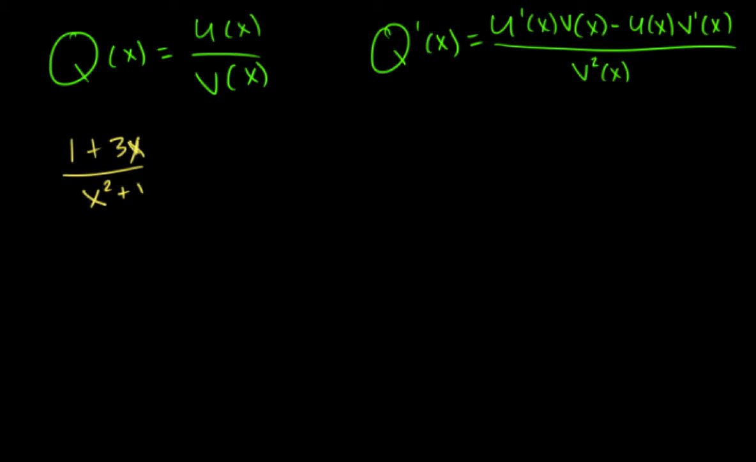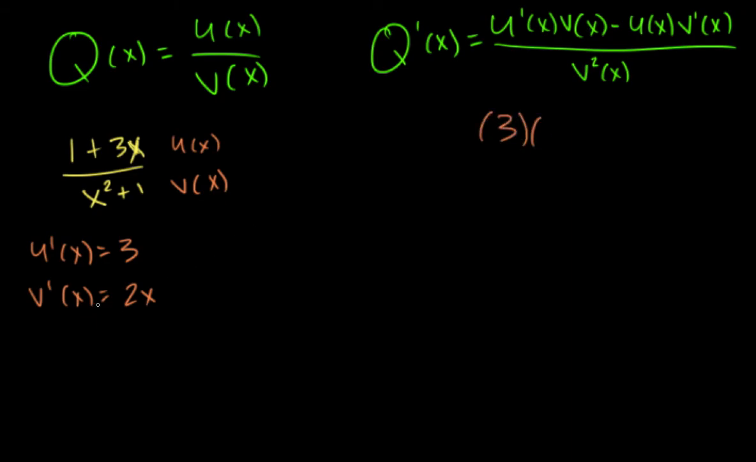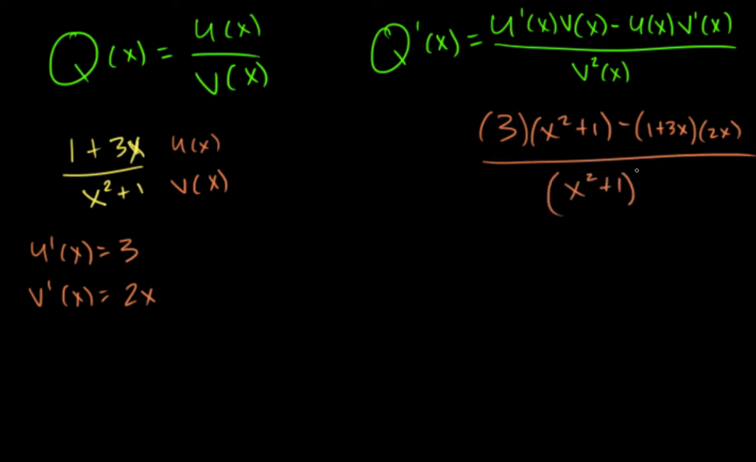So the top is u of x, bottom is v of x, and we're going to find our u prime, which is just 3, and our v prime, which is just 2x. Okay, so we start with u prime, so 3, and then v, just regular v, is x squared plus 1. Then we get u, and then v prime, and that's all over x squared plus 1, quantity squared.